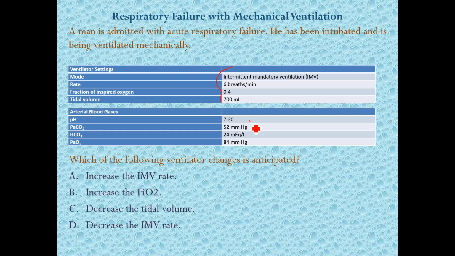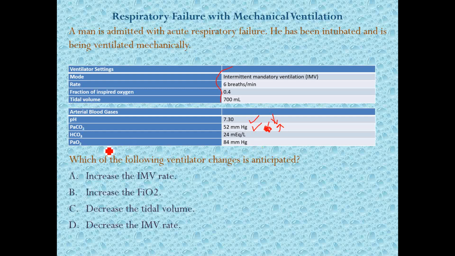We see first that the pH is 7.30. So we know this patient has acidosis. And then we look and see that the CO2 is elevated. So if the pH is down and the CO2 is up, there is CO2 retention, and the mnemonic follows: respiratory opposite. We have a respiratory acidosis. Then we look at the bicarb, which is totally normal, and we look at the PaO2, which is also normal.